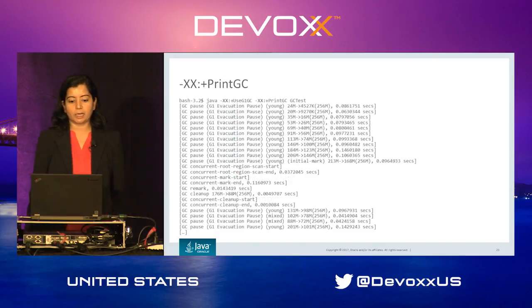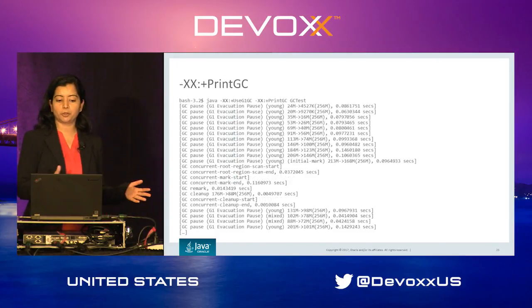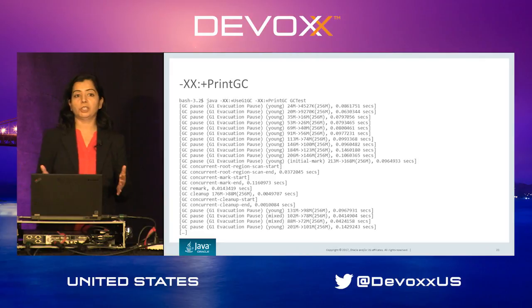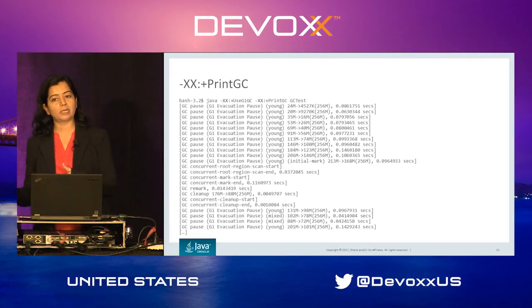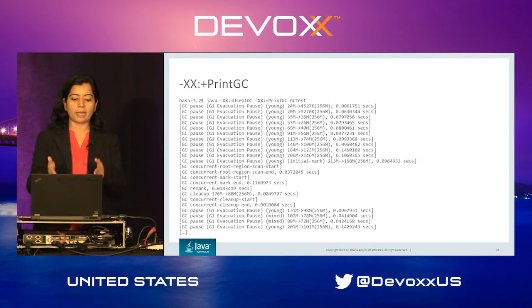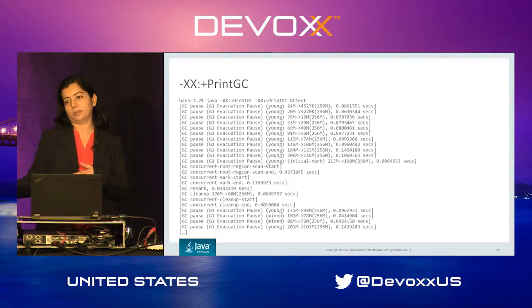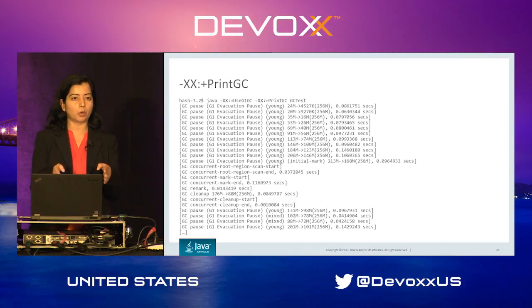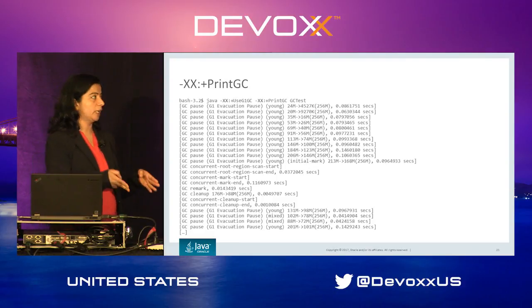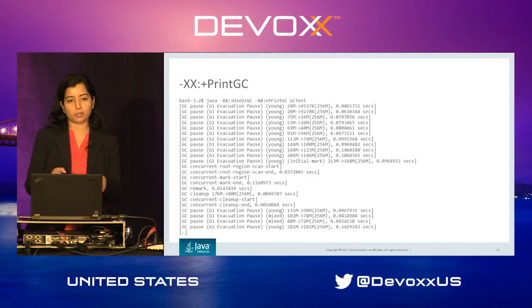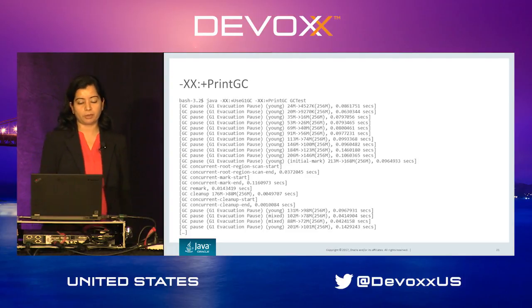Some examples, since G1 garbage collector is the default in JDK 9, my examples are using G1 with JDK 8 and the default collector in JDK 9. So this example using the old flag is with JDK 9, and on the next slide I will show you the example of the output with JDK 9 using the G1 collector.